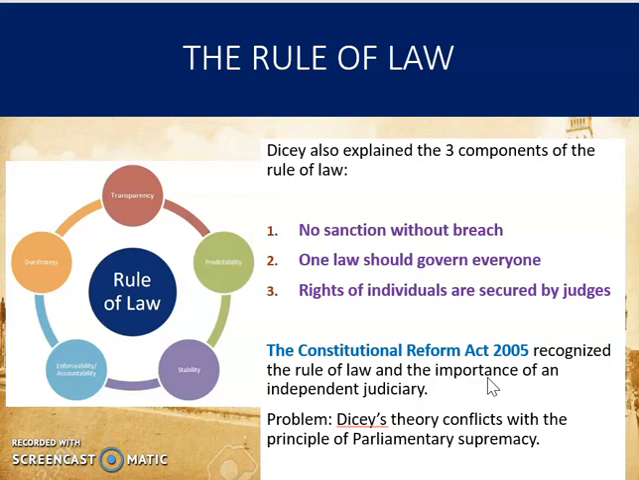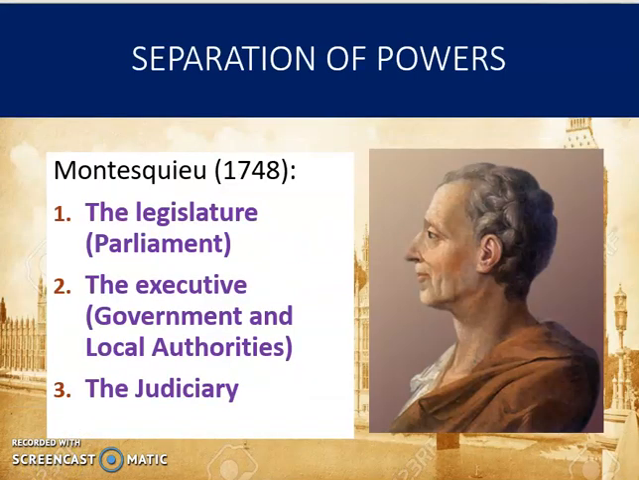And if we think back to the case I just mentioned, R (on the application of Miller) against the Prime Minister, that's a nice example of rights of individuals being secured by judges. A fundamental principle of our unwritten constitution is separation of powers. And in order for a democratic government to function properly, it is essential to have separation of powers.